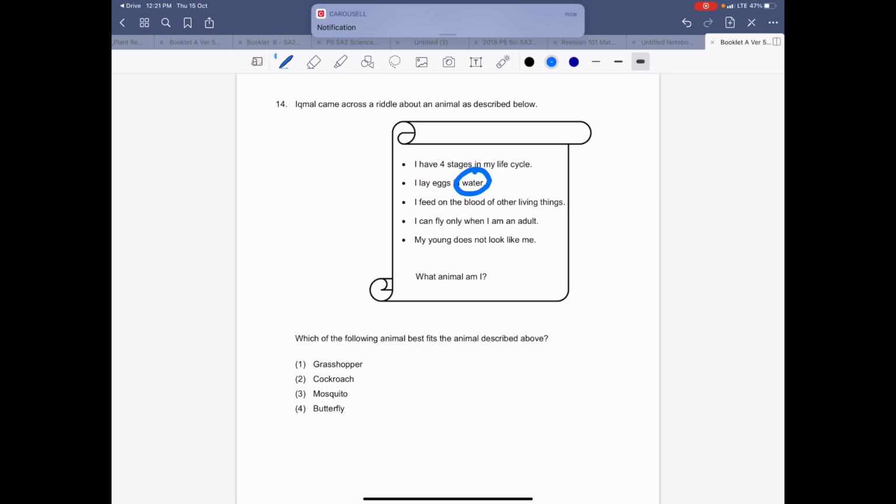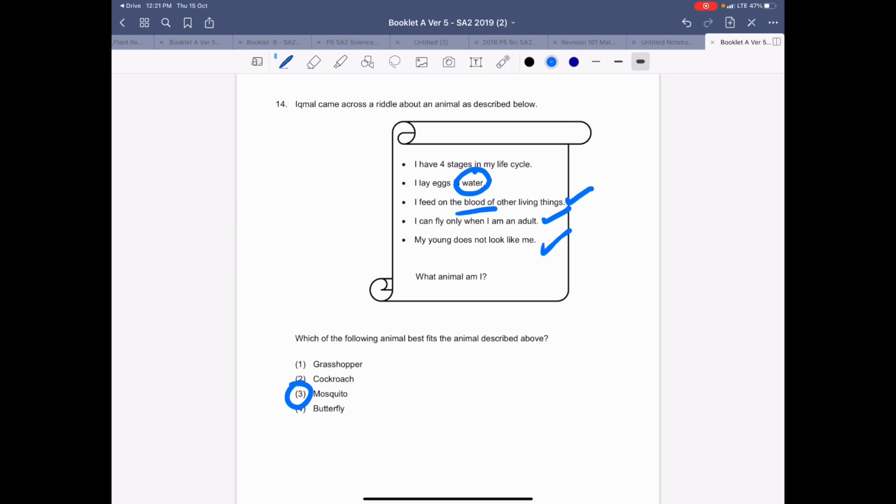So mosquito feeds on the blood, yes. I can only fly when I'm an adult, yes. You know that the young of a mosquito, which is the nymph, it doesn't. Oh, sorry, larva. Yeah, you're right. The larva doesn't fly. It swims in the water, so that's correct. My young does not look like me. So answer mosquito.